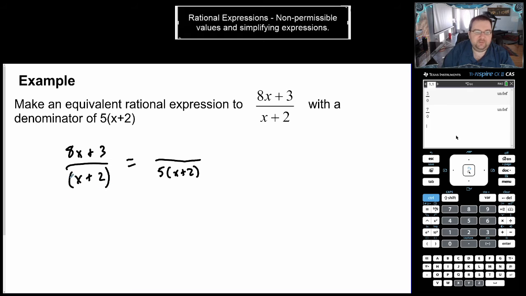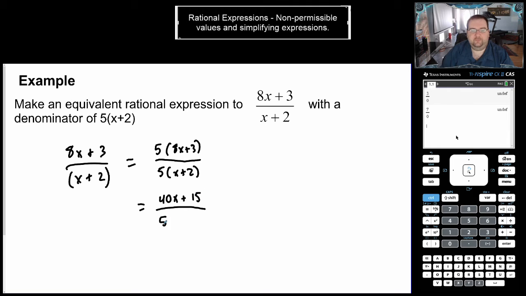What did I multiply the denominator by on this side? I multiplied it by 5. Well, what you do to the denominator, you have to do to the numerator, right? So if I had a numerator of 8x plus 3, what would I have to do to it? Multiply it by 5. Because what you do to the top, you must do to the bottom. So let's see what this would be. What's 5 times 8x? That's 40x. And what's 5 times 3? It's 15.